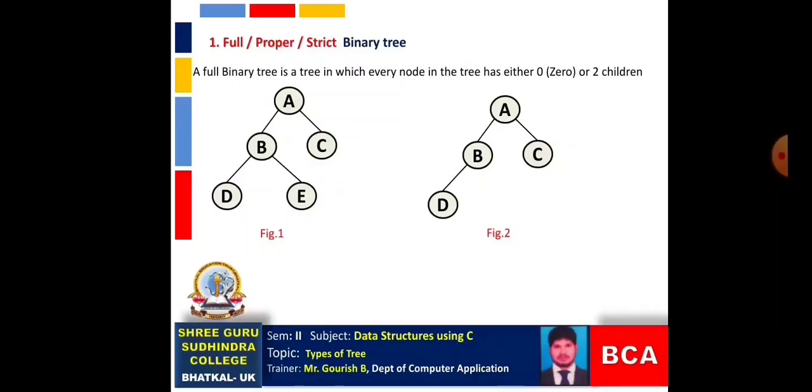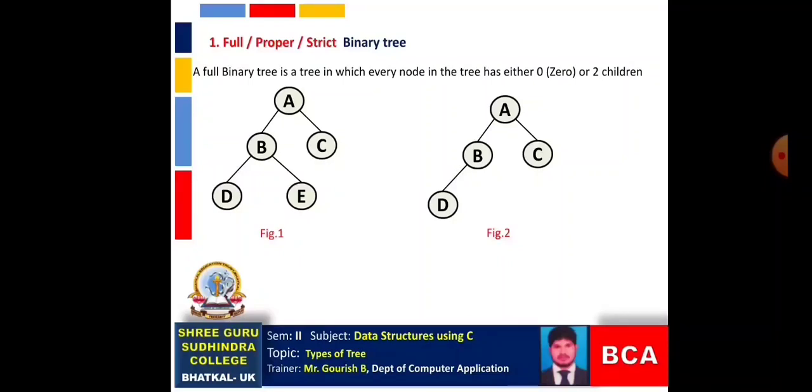A is having exactly two children, B and C. What about B? B is having two children again, right? D and E. What about C? C is having zero child, right? This is acceptable, either 0 or 2, right?